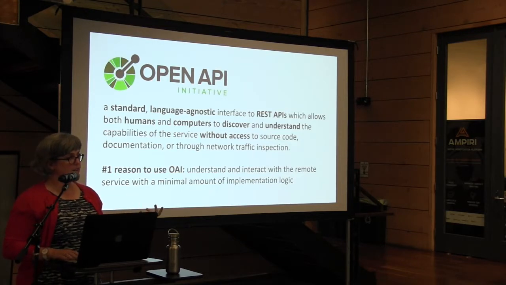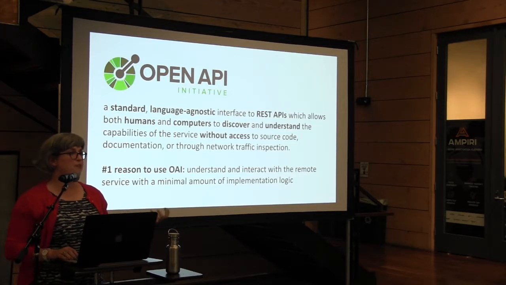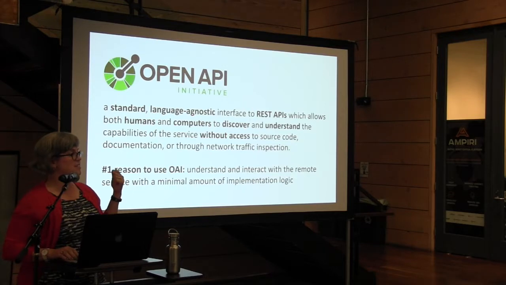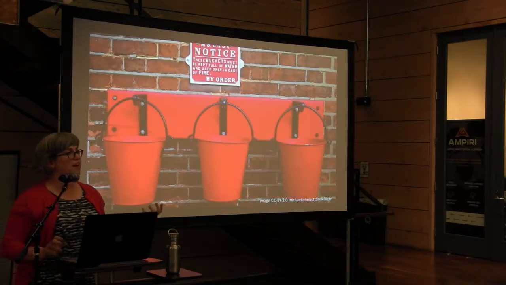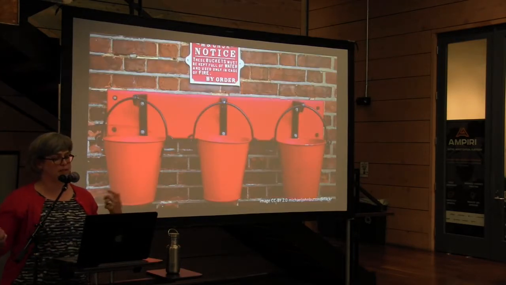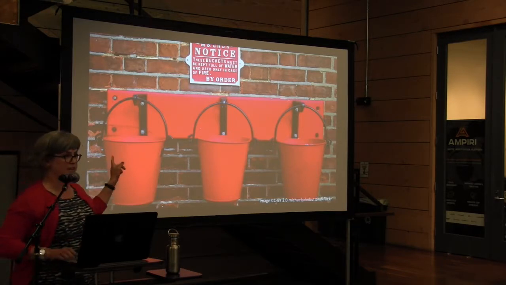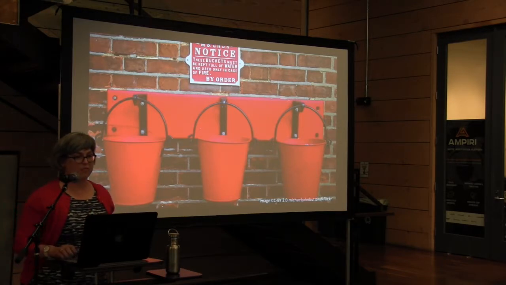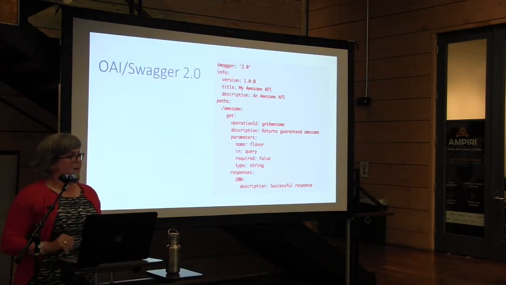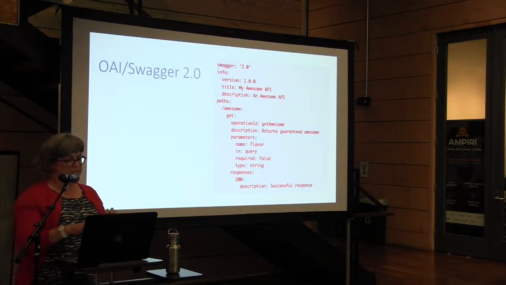So I like to make a lot of analogies, and the analogy I like to use for OpenAPI is if you think of your API as a bucket, OpenAPI gives you a handle for your bucket. Makes it easier to carry around, makes it easier to fill the bucket, makes it easier to empty the bucket. A bucket without a handle is a little more awkward than a bucket with a handle. Just in case none of you all knew what a bucket looked like, that's a bucket. Good? Awesome. So, an OAI or Swagger spec looks a little bit like this.